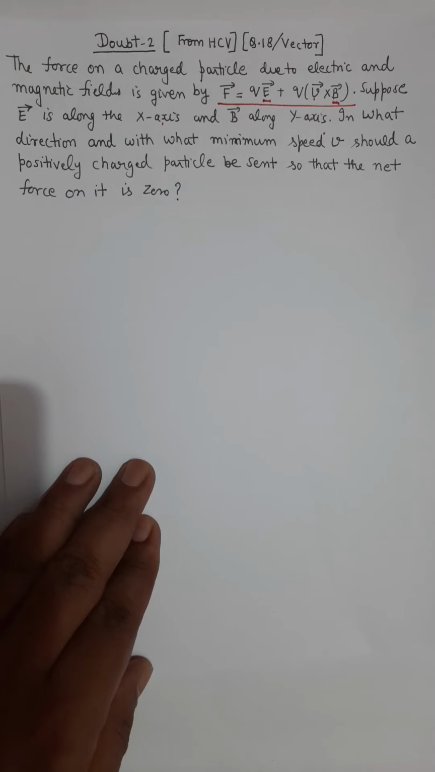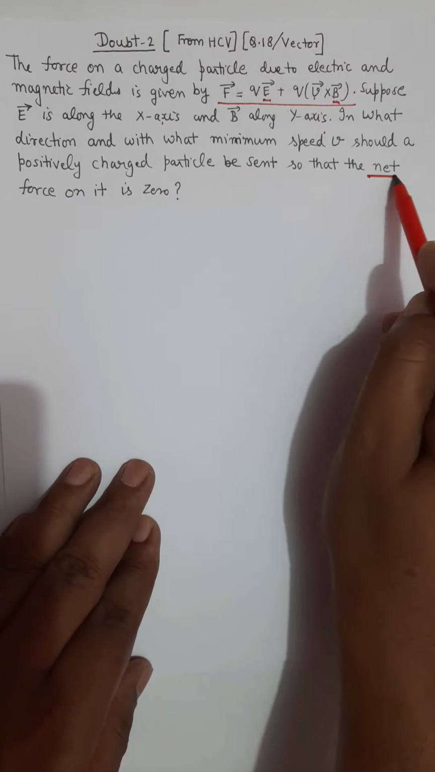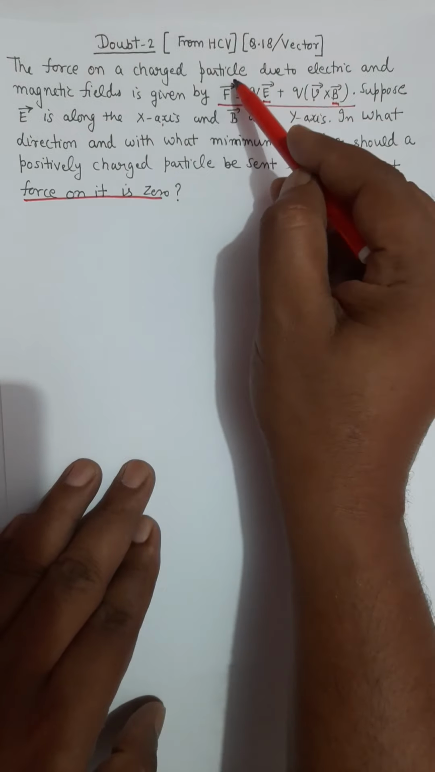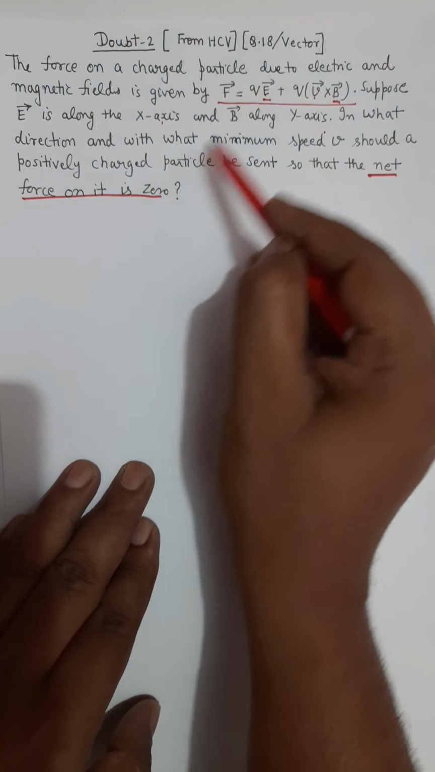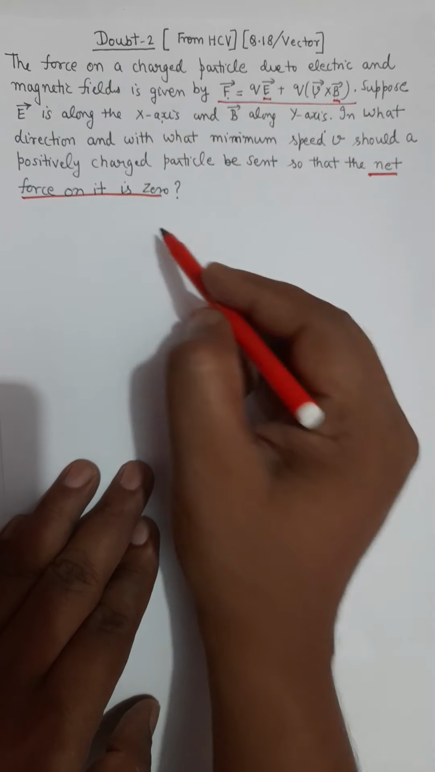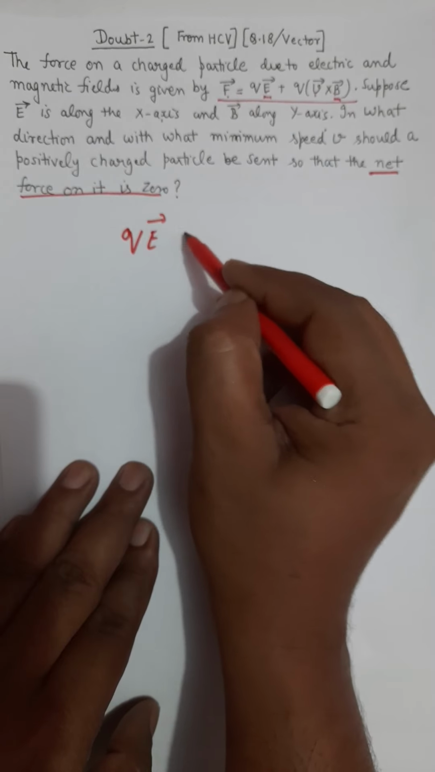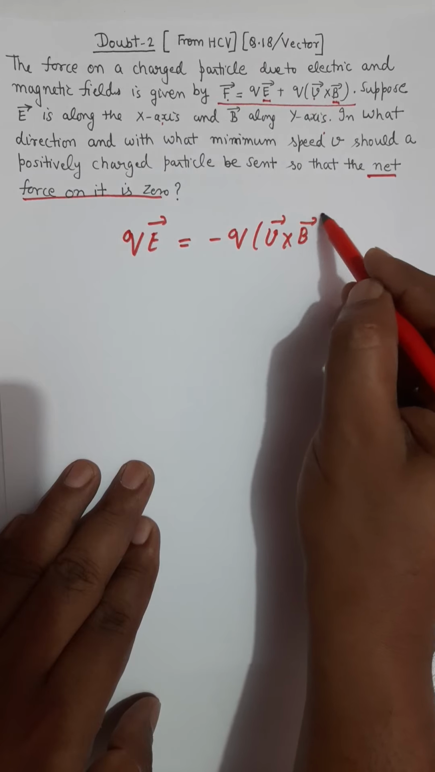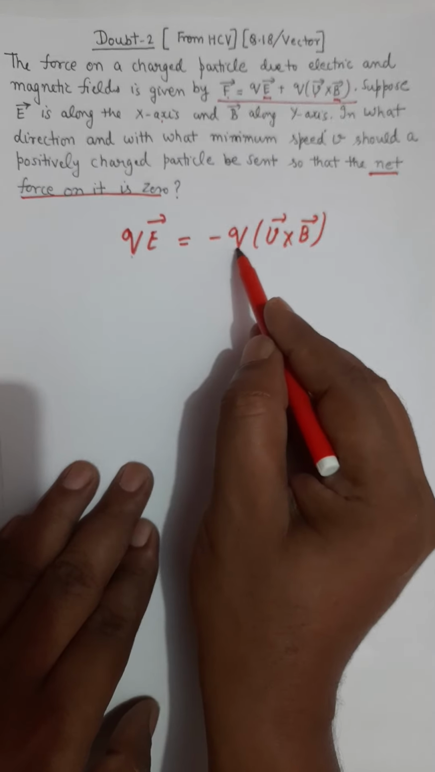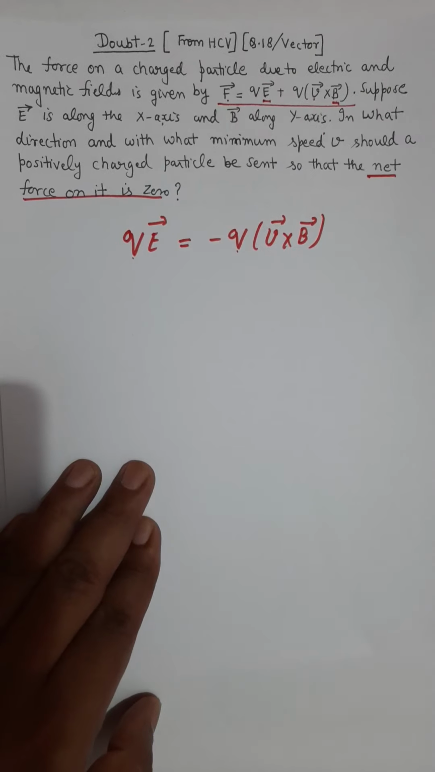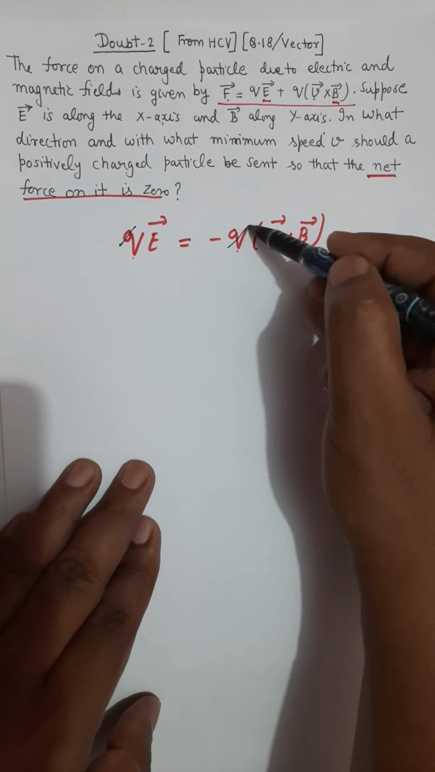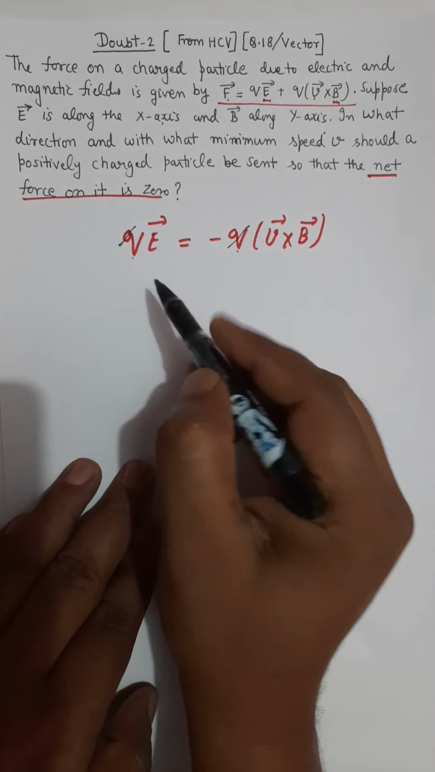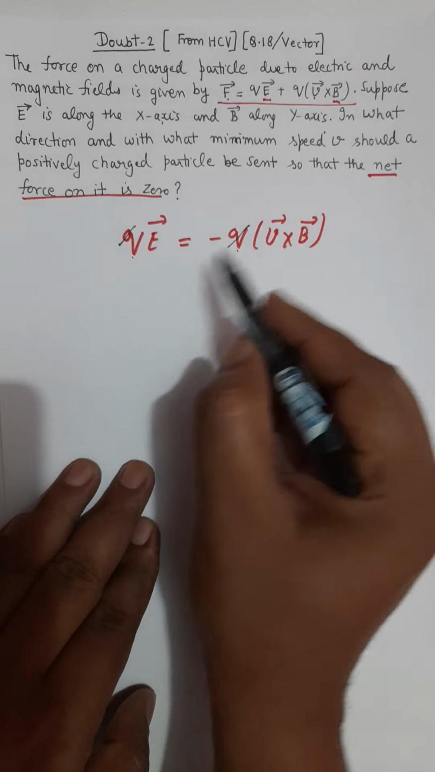On the basis of a condition given, as you want net force to be 0, which means this LHS should be 0. Net force to be 0, that means this F has to be 0. And if F has to be 0, then QE must be minus of Q V cross B. Then only F can be 0. Q being a scalar quantity and a non-zero number, we can cancel it, because it is the charge of the particle, it cannot be 0. So E vector should be minus of V cross B.